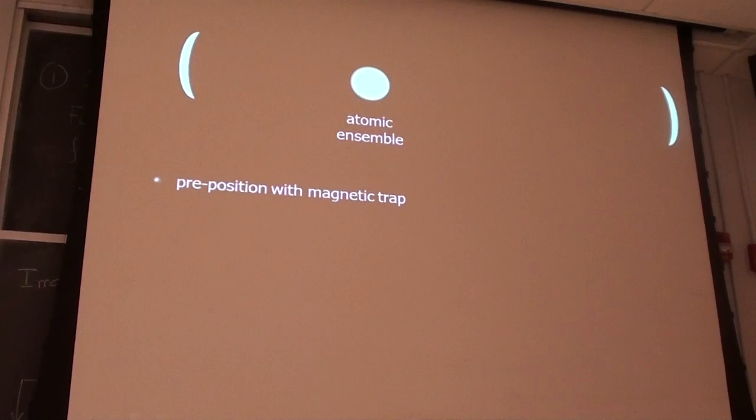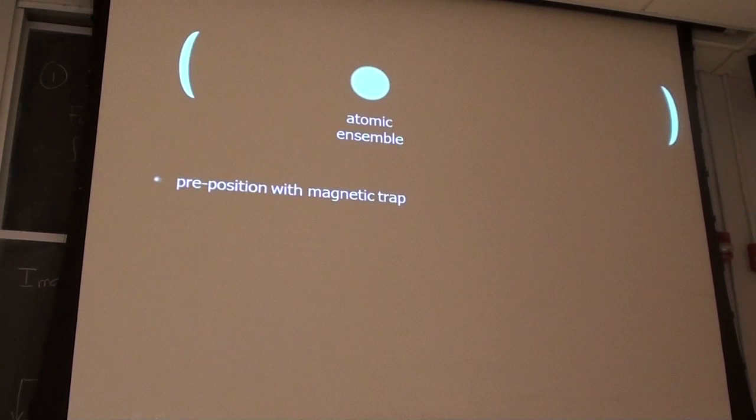The atoms are not condensed. The atoms are rubidium atoms. They're very tightly trapped in two dimensions. They're kind of loosely trapped along the third. And the cavity is oriented in this direction. Okay, so using parameters of the magnetic trap generated by the atom chip, we can place the atoms at particular vertical positions within the cavity.